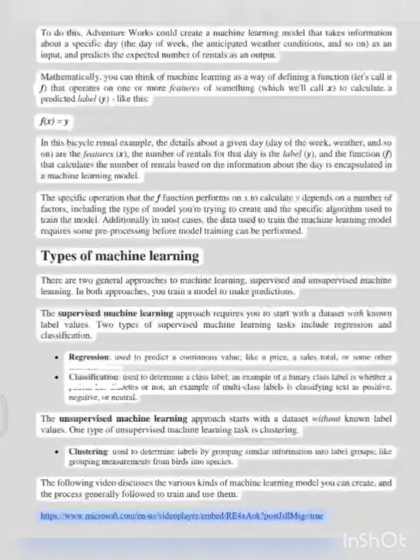Classification, used to determine a class label. An example of a binary class label is whether a patient has diabetes or not. An example of multi-class labels is classifying text as positive, negative, or neutral. The unsupervised machine learning approach starts with a dataset without known label values. One type of unsupervised machine learning task is clustering. Clustering, used to determine labels by grouping similar information into label groups, like grouping measurements from birds into species.